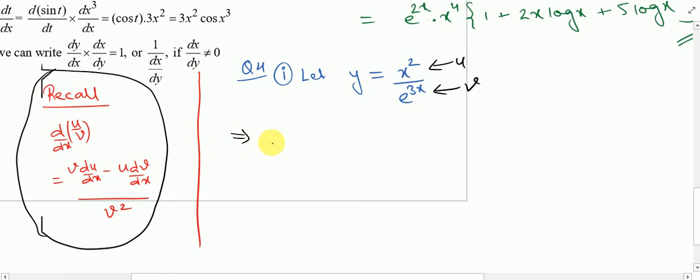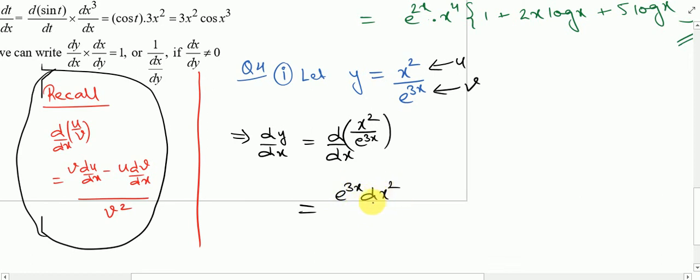So see over here, dy upon dx is equal to, I will write the function x square upon e to the power 3x. Now this denominator is your v and numerator is your u. So you know that if you have u upon v, then you get (v du/dx minus u dv/dx) upon v square. So here we will get e to the power 3x d(x square)/dx minus x square d(e to the power 3x)/dx, whole divided by (e to the power 3x) whole square.